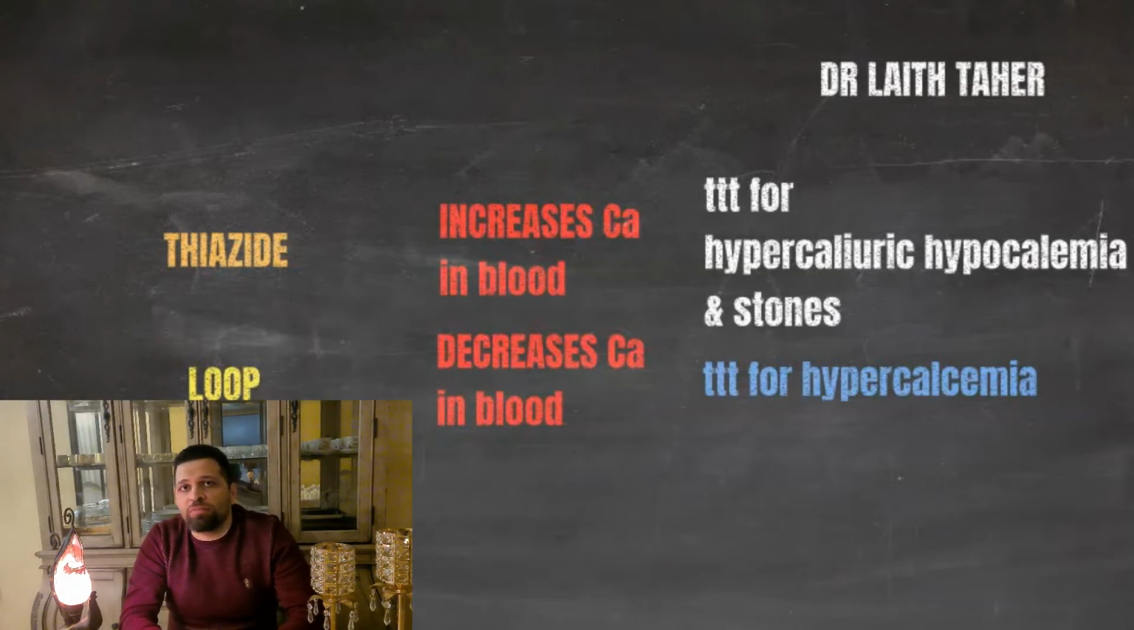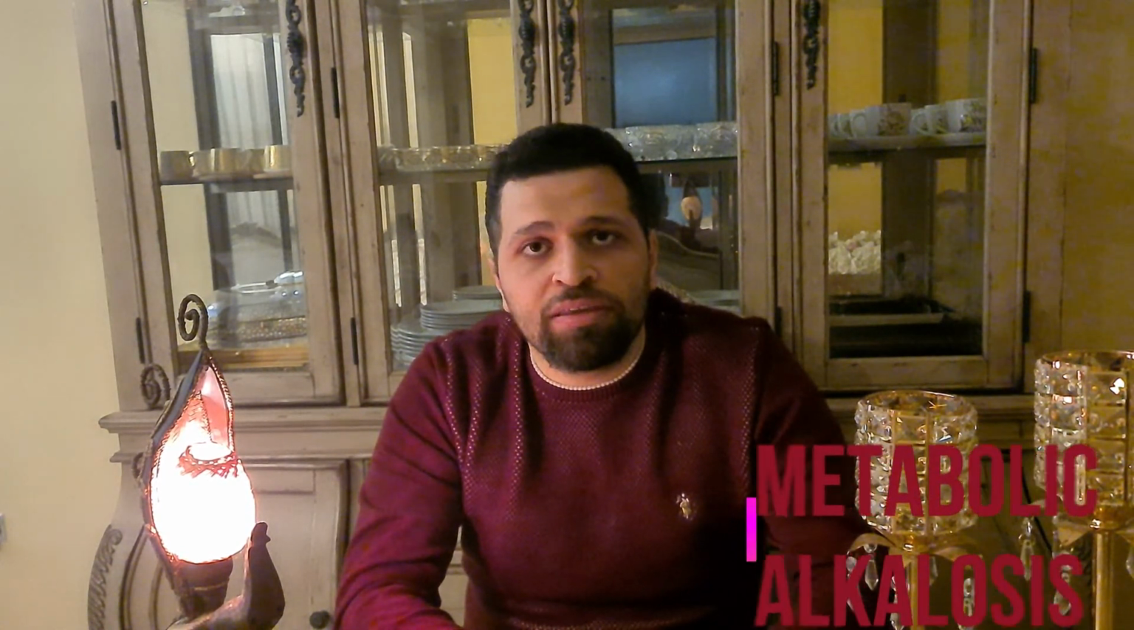So if you are having hypercalcemia due to hyperparathyroidism, you will use loop diuretics like lasix. But if you're having massive loss of calcium in the urine, which causes stones, you are having hypercalciuria, you will use thiazide, because thiazide will decrease calcium in the urine. Now, both of them cause extra excretion of hydrogen in the urine. That's why they cause alkalosis, and it's metabolic because it's in the kidney.